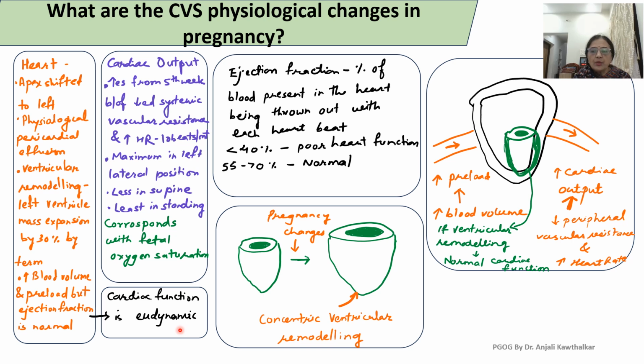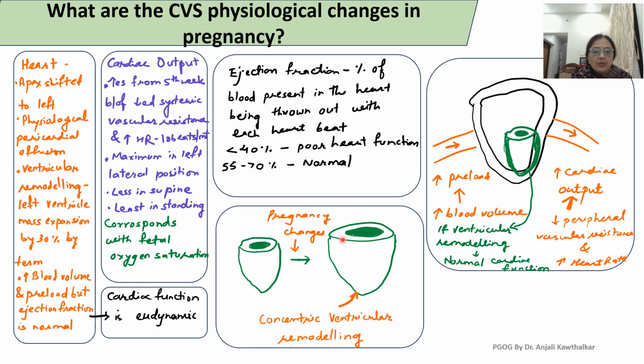So these are certain terminologies which we should be using whenever we are asked about the physiological changes during pregnancy. So one is ventricular remodeling, another is changes in the cardiac output as per the positioning of the pregnant woman, and third is how the heart function is eudynamic or normal, how the ejection fraction remains normal.